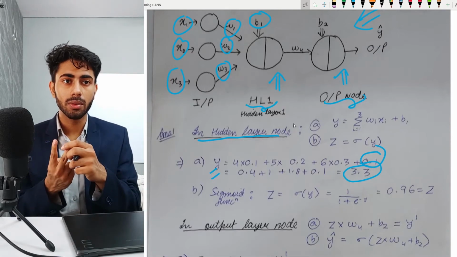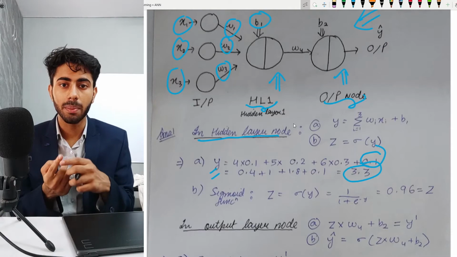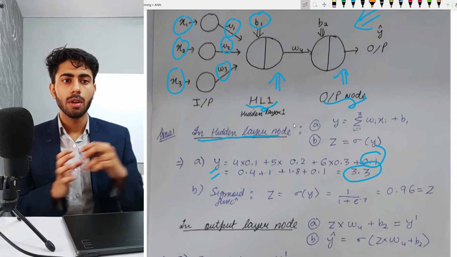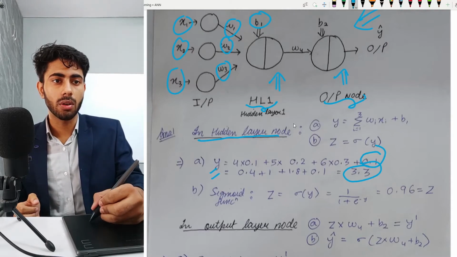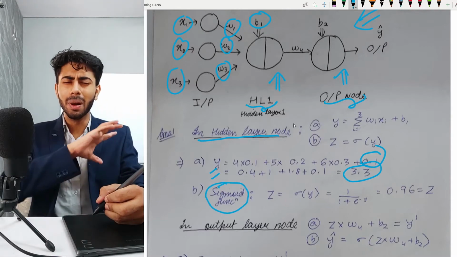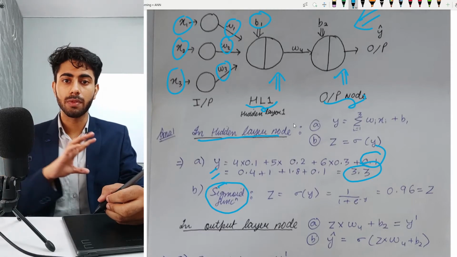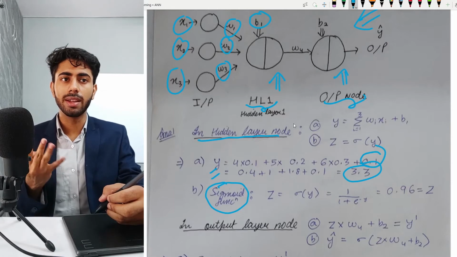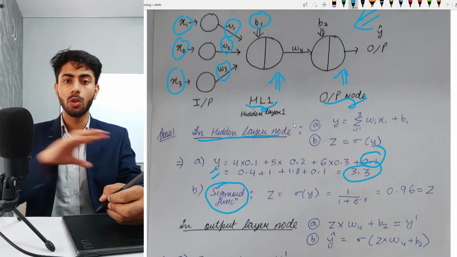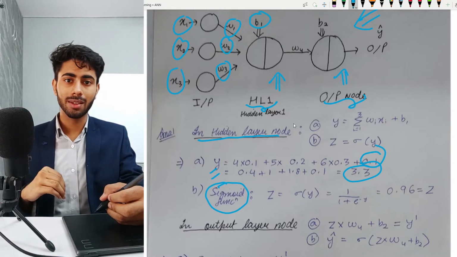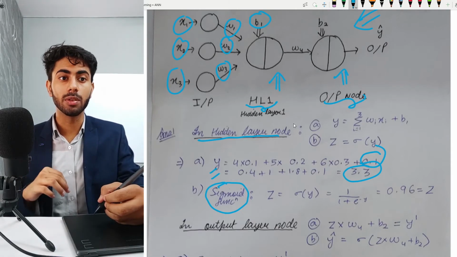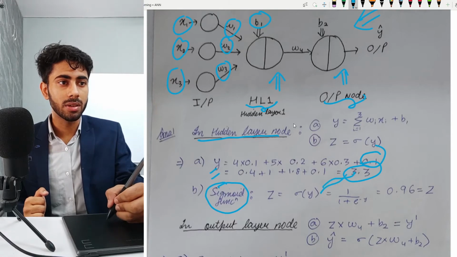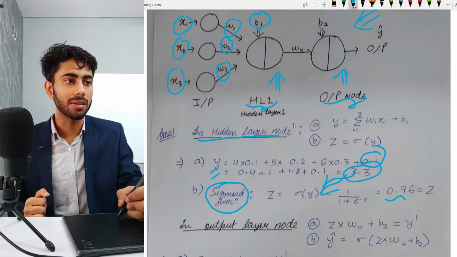Now in step 2, I pass the value of my pre-activation step, y, inside an activation function. For example, I am using an activation called the sigmoid function. Remember, there are multiple activation functions: sigmoid, tanh, relu, leaky relu, p-relu, and so many more. But for the sake of simplicity, I will be using the sigmoid function. So I pass this input inside my sigmoid function and I get a value of 0.96.